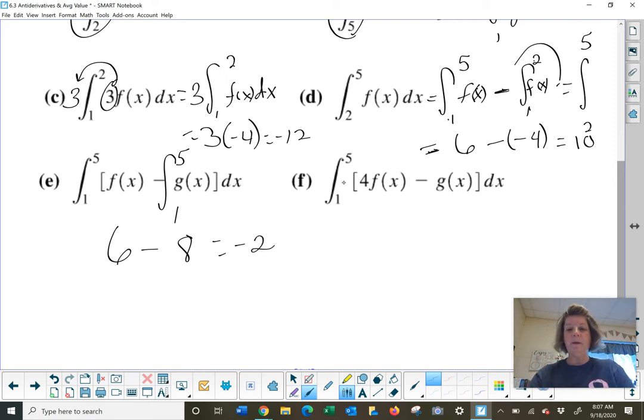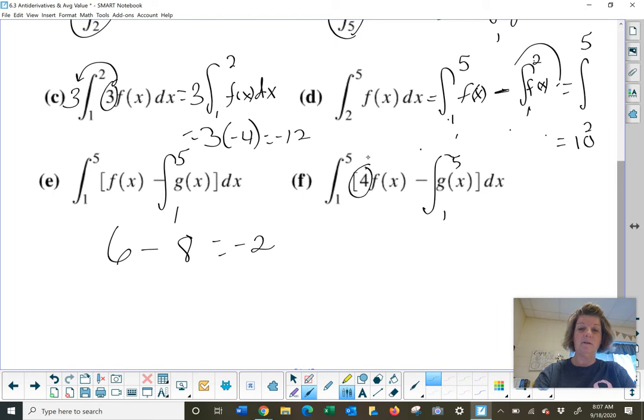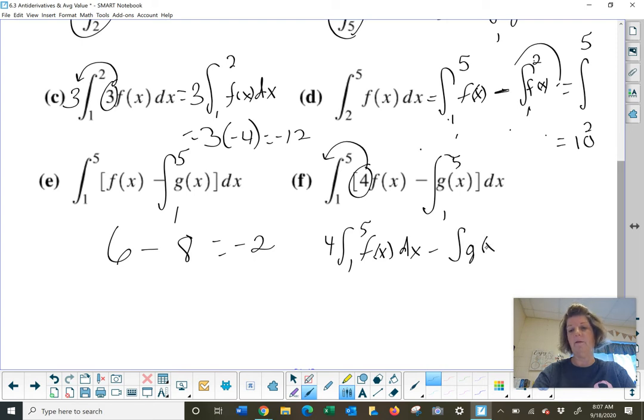On this next one, I would just think of this as 1 to 5. And the 4 is a multiplier just of f, so that could come out front. But it couldn't come out front until I made separate integrals for each of these functions, because g does not have a multiplier of negative 4, just f. So this would be 5 times 6 minus the 8 from above. So 30 minus 8, 22.